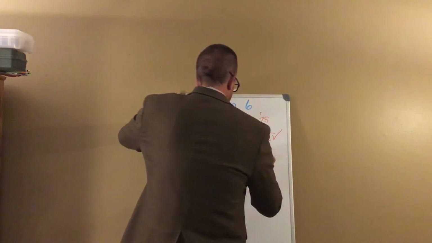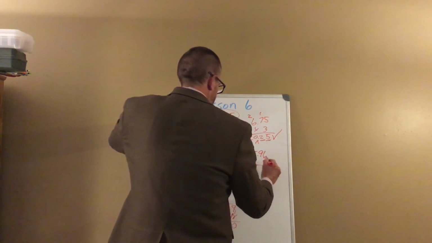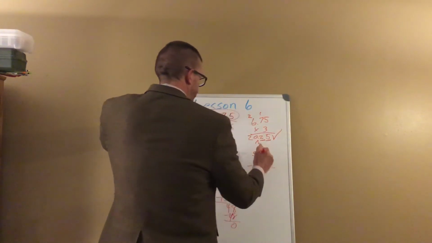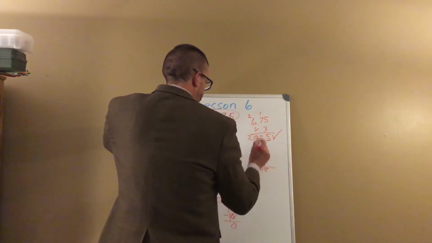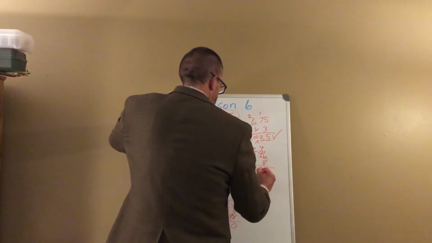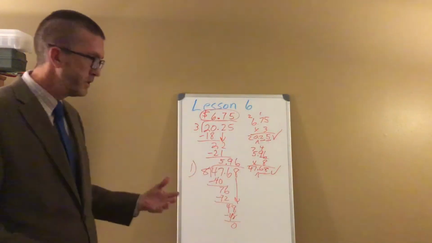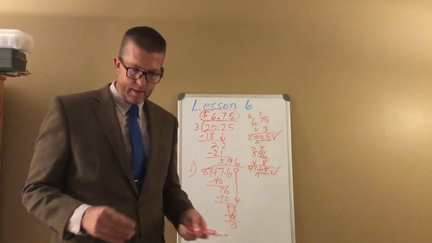Check our work. 5 and 96/100 times 8 should equal the dividend. 48, regroup 4. 72 plus 4 is 76. Regroup 7. 40 plus 7, 1, 2. 1, 2. It checks out. That's division with decimals. Not bad, is it? Not bad at all.